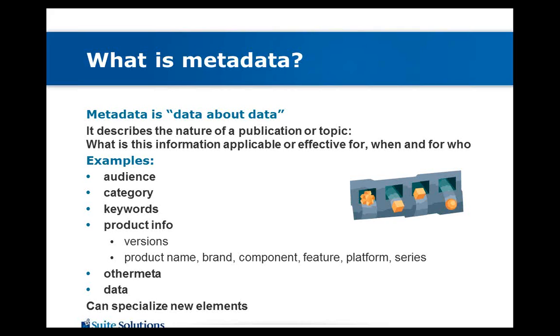So, for example, these are a list of metadata that comes out of the box of DITA. Some of you have seen this before, right? Audience is a metadata and also a conditional attribute. Okay. Category, keywords, product information, list of versions, product names. There's something called other meta, which allows you to put anything, whatever you don't find in the listing, shove it in there. And you can specialize new elements. The data element, the one at the end, is really meant for specialization. So if you want to make up your own metadata tag, you can do that.